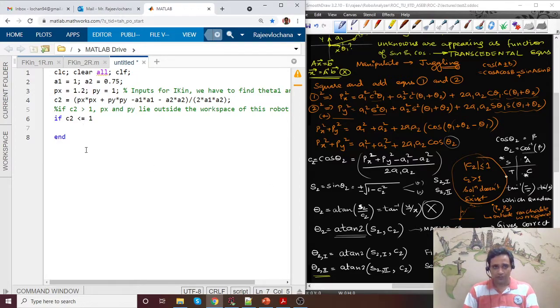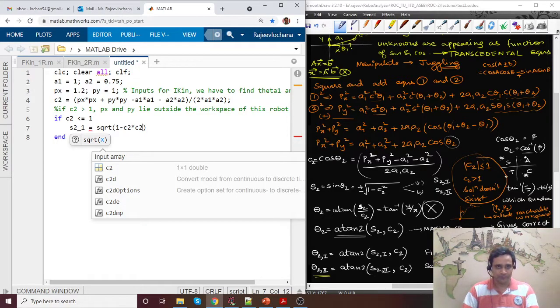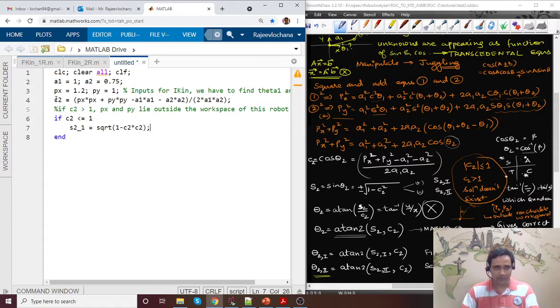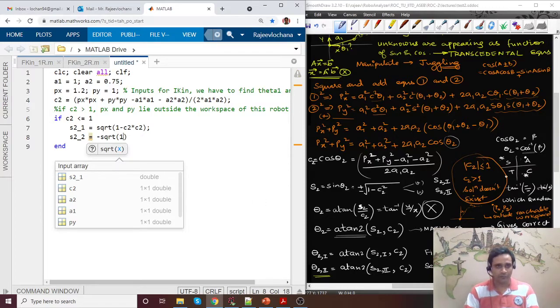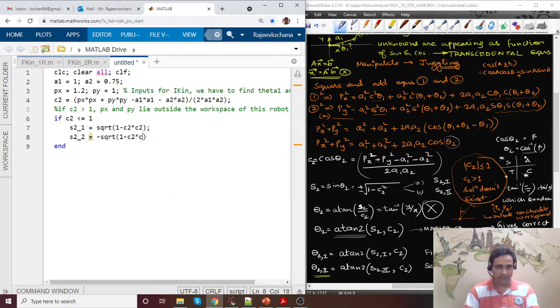Okay, so then we'll have S2 equal to, there are two terms here. S2 underscore 1, I'll call it the first solution. What is the first solution? Plus square root of 1 minus C2 square. Now what is the C2? That we have obtained on line number 4. This is the first solution. S2 underscore 2, the second, has a minus term outside: minus square root of 1 minus C2 square.